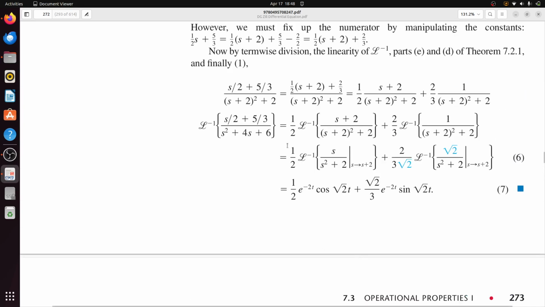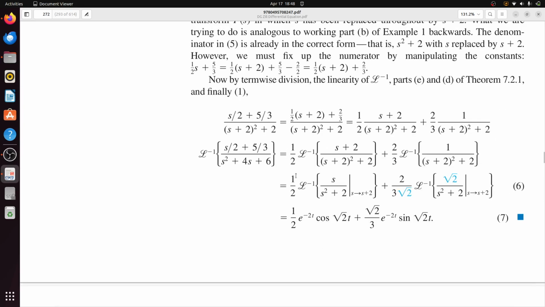I am giving you 1 or 2 minutes so that you can cope up with what I am trying to say and look through it: half into e to the power minus 2t cos root 2 t, plus root 2 by 3 into e to the power minus 2t sin root 2 t. So this is the answer, and all these things we are doing by utilizing the simple first translation formula.